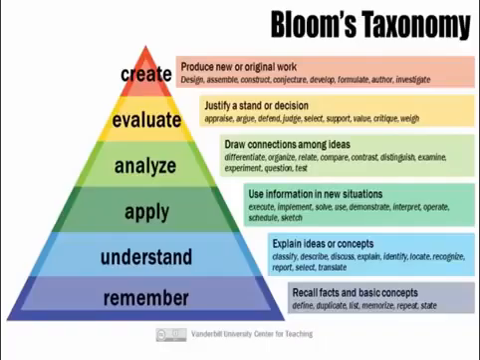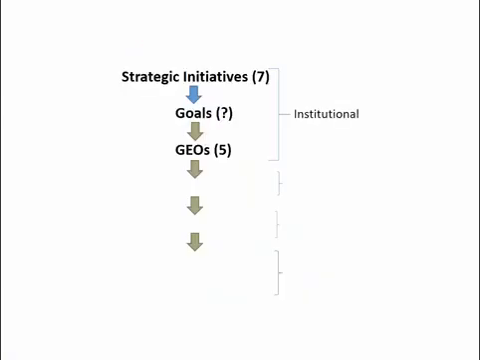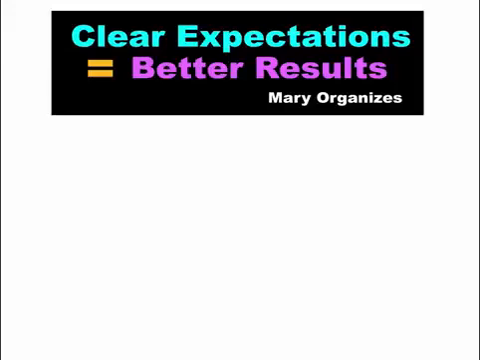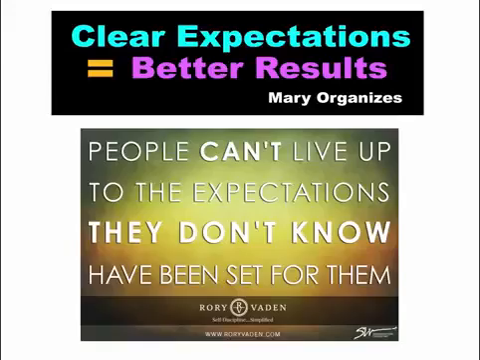And when we're writing these objectives, of course, we want to do progressively higher order thinking. We don't want everything to just be remember. We want to be able to apply it and evaluate it and create it. Because like we said, we're required to have these GEOs, goals, strategic initiatives. That's all institutional level. And then program level and student learning outcomes, that's for the course and program. But for the students, they need a list of those unit objectives, clear expectations. Those clear expectations are what will get us better results, what will get us better students and better prepared students.